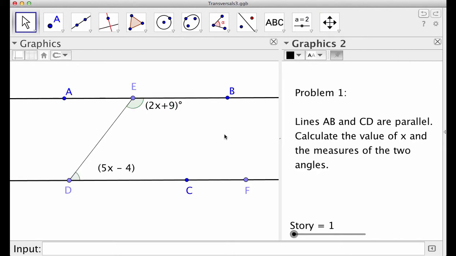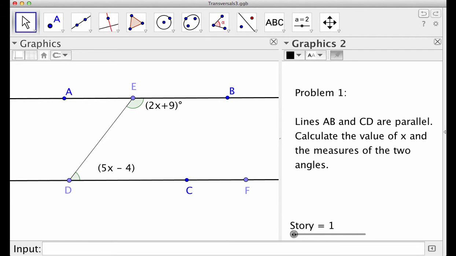Okay, let's look at a few problems here. Lines AB and CD are parallel, and we want to calculate the value of x, given that the measure of this angle right here is 2x plus 9 degrees, and this angle down here is 5x minus 4 degrees. So what do we know about these two angles, given that those lines are parallel?